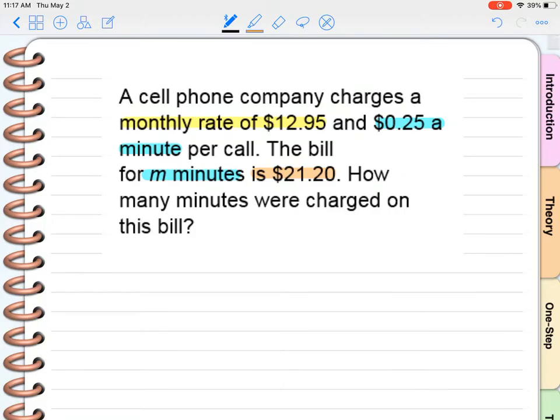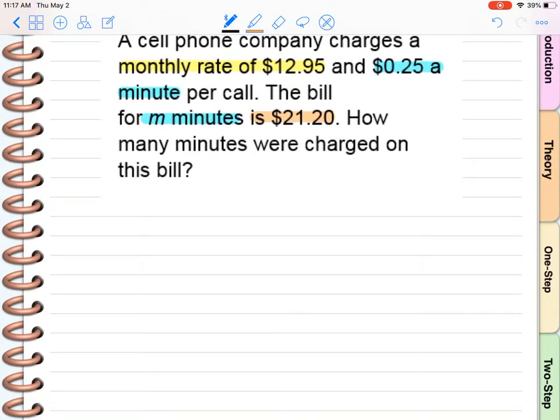So think about this in everyday terms. You have a monthly rate that is fixed. That's constant. It does not change. So every month that I have this plan, I have to pay $12.95. Even if the phone sits in my purse, I still have to pay this constant. Plus, I have to pay for the minutes that I use. And they tell me that each one of those minutes is going to cost me $0.25. And I don't know how many minutes were used in this plan.